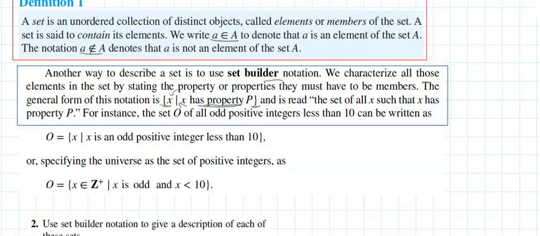For instance, we have an example. The set O of all odd positive integers less than 10 can be written as: x is the variable, such that x is an odd positive integer less than 10. You could write it slightly differently. You could say x belongs to the positive integers, x is odd and less than 10. That describes the same set.